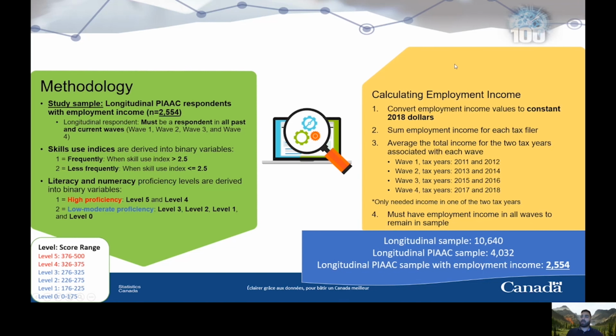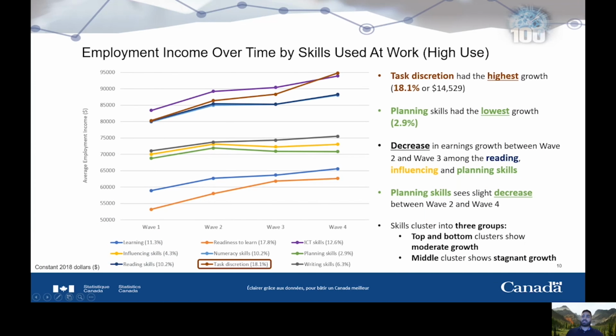Now let's look at some key findings. This line chart shows the change in employment income among those who use skills at work more frequently. The y-axis shows the average employment income, and the x-axis is a time series of LISA waves from wave 1 to wave 4. You can see the percent gain in employment income from wave 1 to wave 4 in the legend here. The next 3 slides will also be very similar in format.